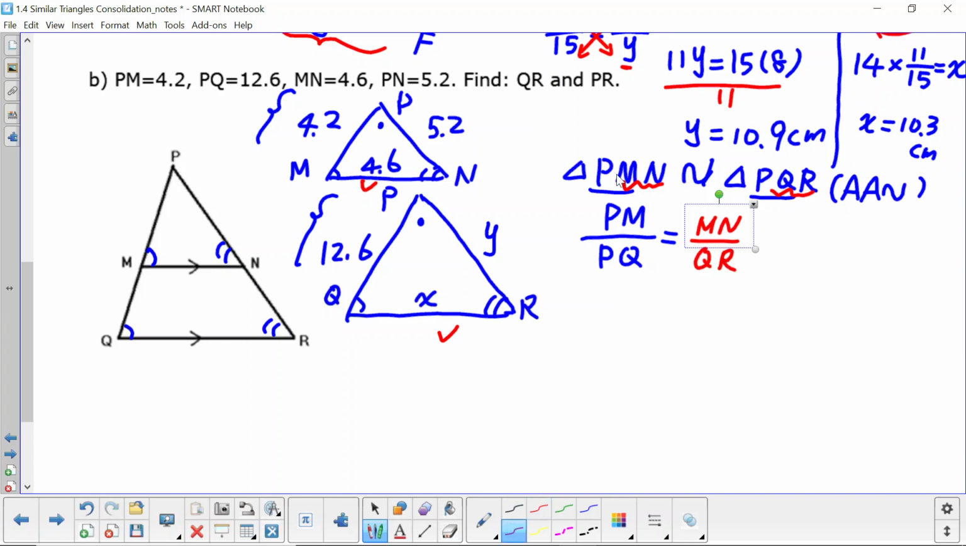Then we are going to do the last one is whatever left. So this side PN over PR. Also, you could see it's the first letter, last letter put together is your last side. Once we have these three ratios are equal, we are going to substitute given information into these ratios. So PM is 4.2.